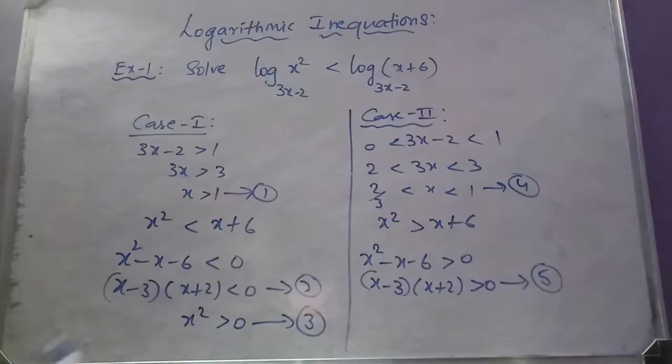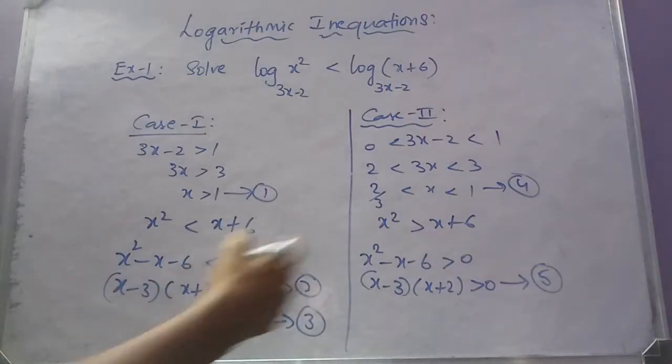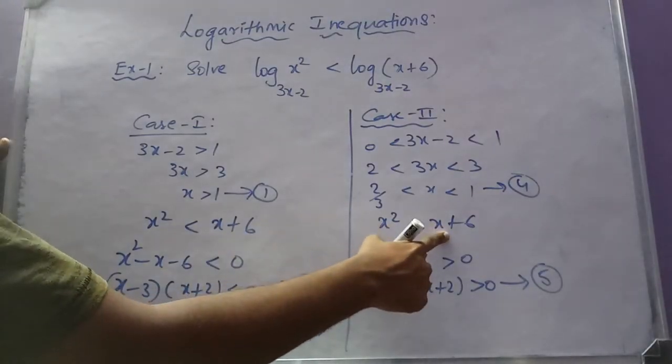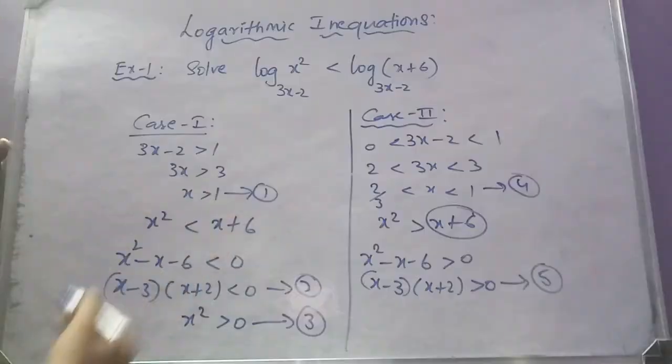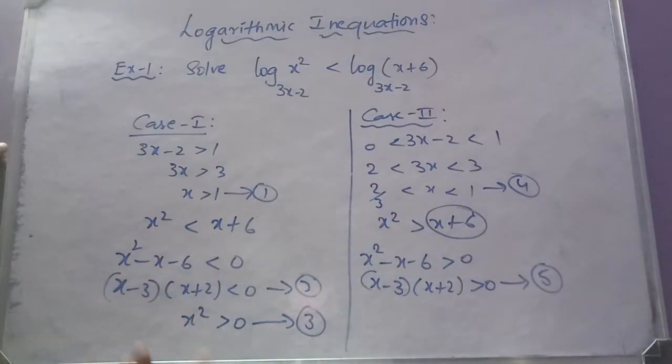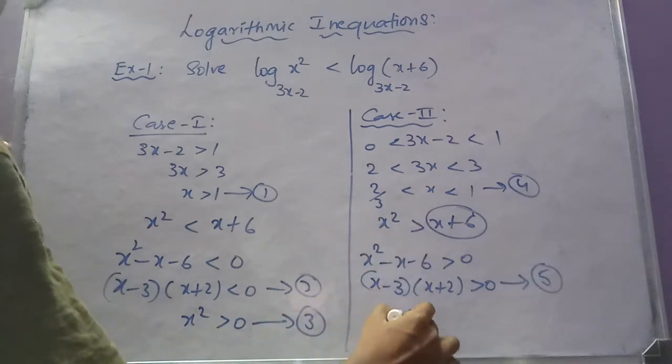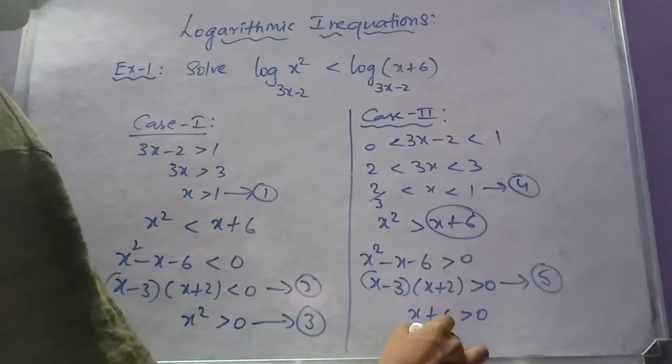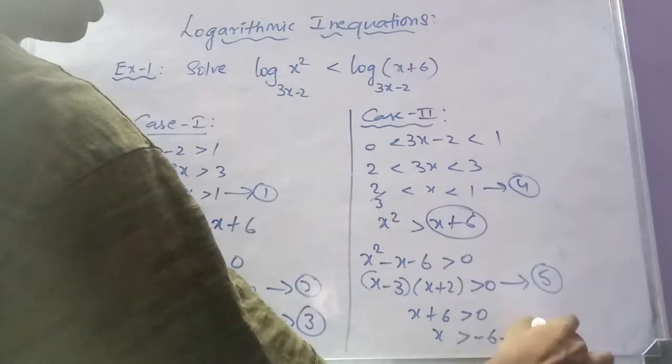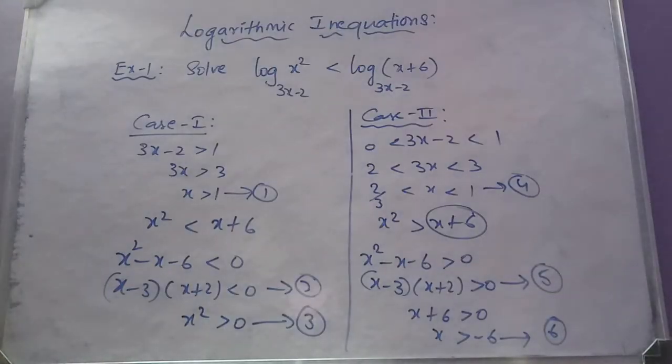Fifth inequality. And moreover, since x square is greater than x plus 6, if you make sure that x plus 6 is positive, then automatically x square is also positive. So x plus 6 is positive. That means x is greater than minus 6. Now let us find out the solution set.